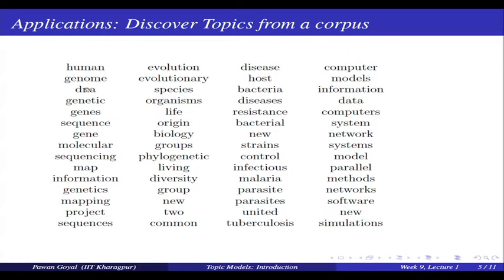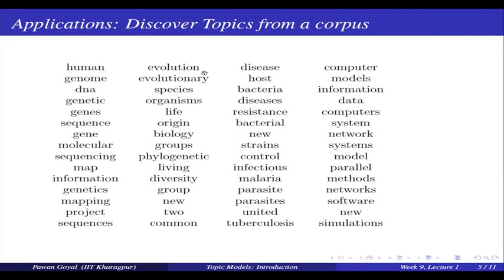So let's see one topic: human, genome, DNA, genetic, genes, sequence, gene, molecular, sequencing, map, information. The topic model will get you, okay, this is one sort of topic. It will not give you a label. Although this looks like a topic of genetics, it will tell you that there is a theme in this corpus, and in this theme these words have higher probability.